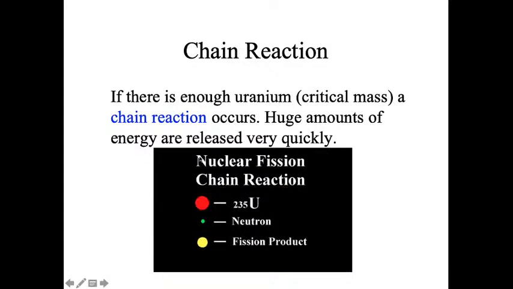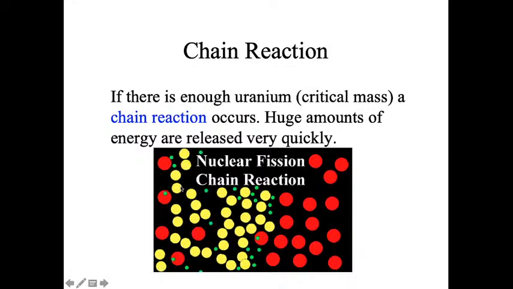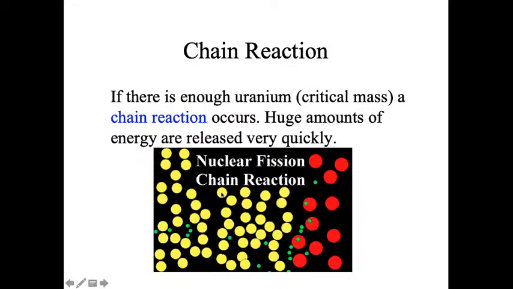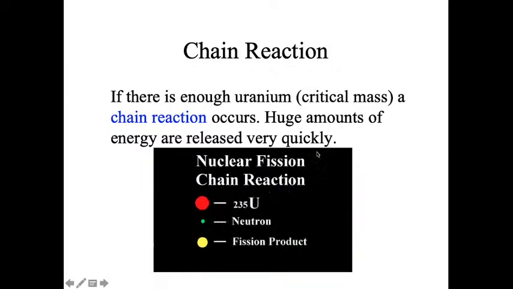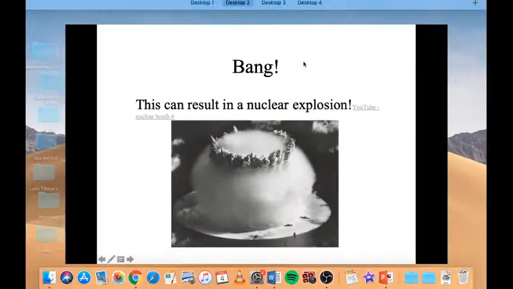So we have huge amounts of energy being released very quickly, and that energy is coming from not only the ejected neutrons, but also our conservation of mass energy, which is a Physics 30 concept. So lots of energy is being released, and it can result in a nuclear explosion. Where's my nuke?